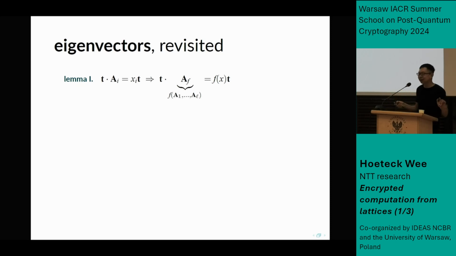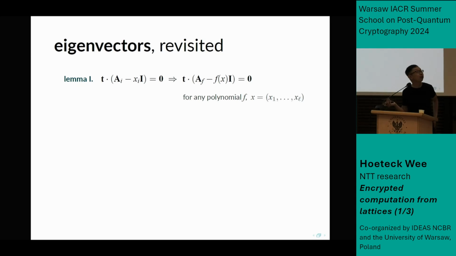In particular, you can move all the terms on the right-hand side to the left-hand side. So here's an equivalent restatement of the same equation: if T times Ai minus Xi times T is 0, then T times Af minus f of x times T is 0 for any polynomial f. Now we want to generalize this lemma to something stronger. Why do we want to generalize it? It's a bit hard to motivate, but it's going to be useful.